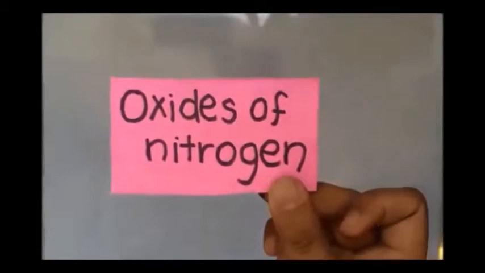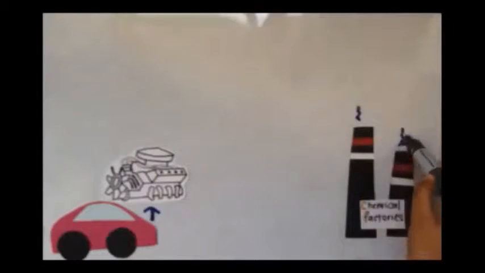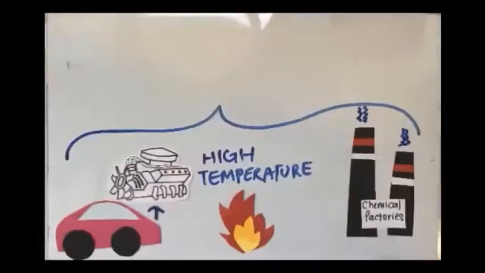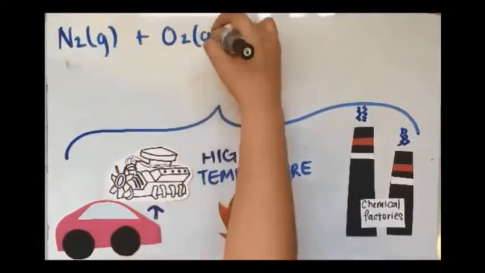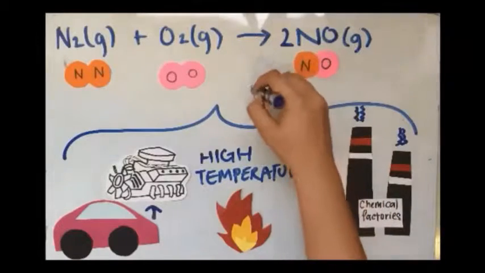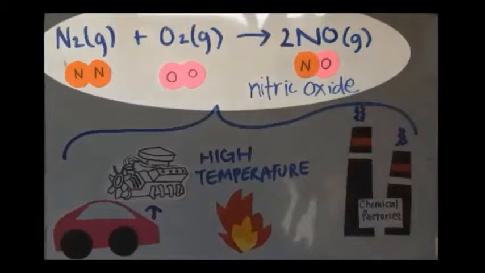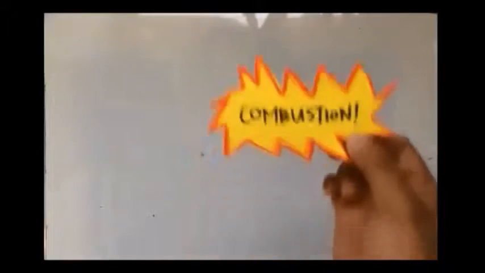Next, we are going to learn about the oxides of nitrogen. Nitrogen gas is emitted from car engines and chemical factories. At very high temperature, nitrogen gas reacts with oxygen gas in the air to form nitrogen monoxide. It is also most commonly known as nitric oxide. Can you recall the term that is being used to describe this reaction? That's right, it's combustion.